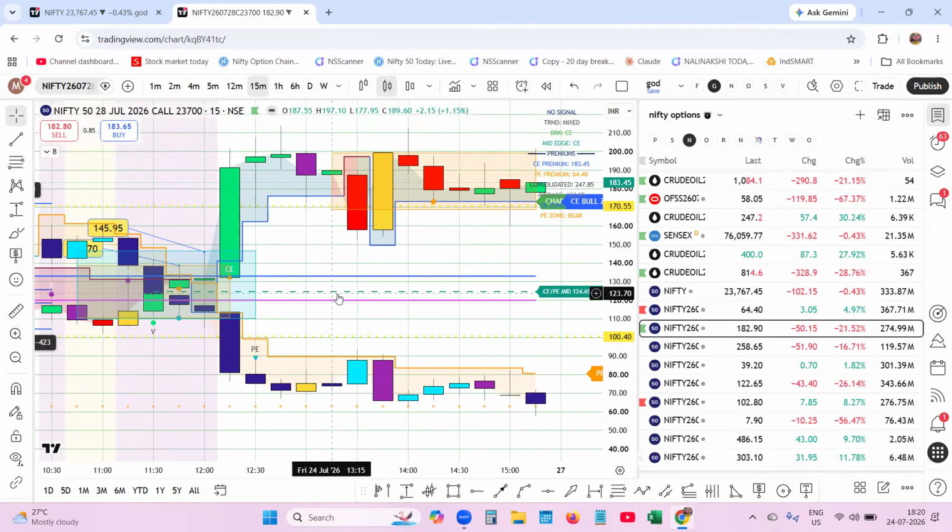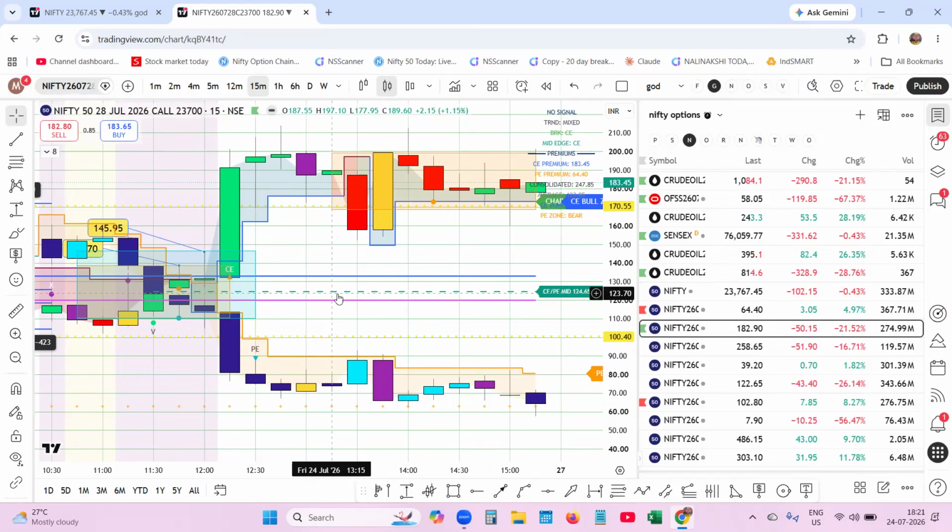You might have noticed this. Start noticing it. That is actually a warning. If the CE premium refuses to make a new high, that is a warning. Smart money may already be exiting. Similarly for the PE also. Premium tells the truth. Price often follows later. That's why I'm watching the premiums.